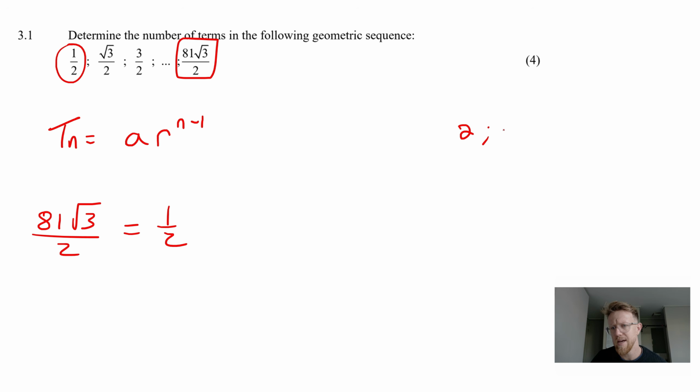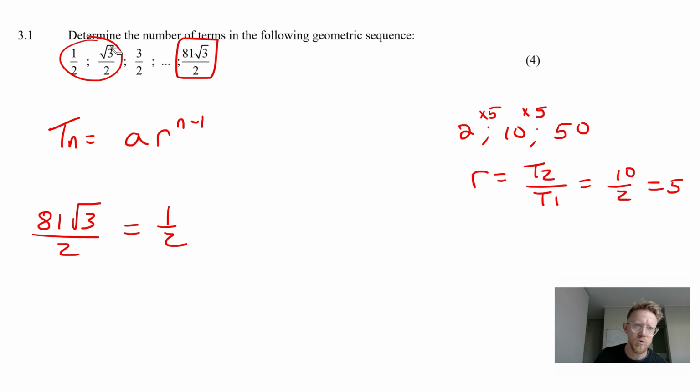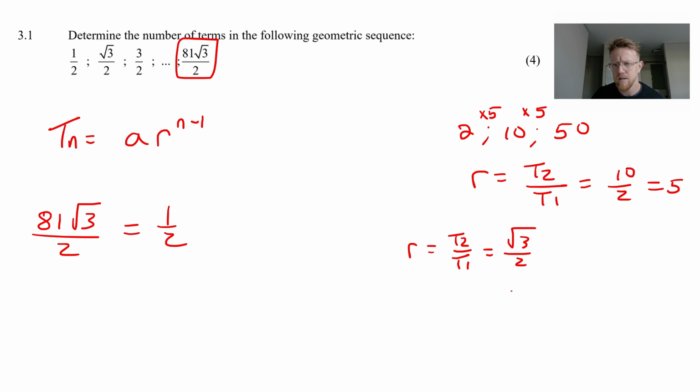So for example, if we had a pattern that was like 2, 10, 50, then you would see that your R value is multiplying by 5 every time. So R, you can always find it by taking the second term divided by the first term. Like in this example, you would have gotten 5. So in this example, you're going to say term 2 divided by term 1. And so it's going to be square root 3 over 2 divided by 1 over 2. So you can type it like that on the calculator, and you will end up with square root 3. So R is square root 3.